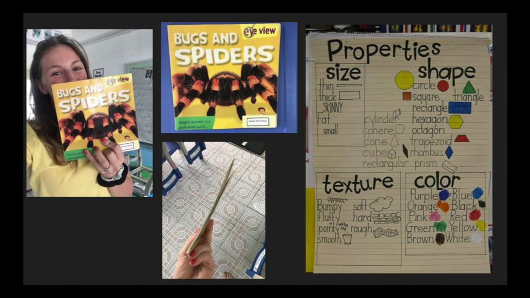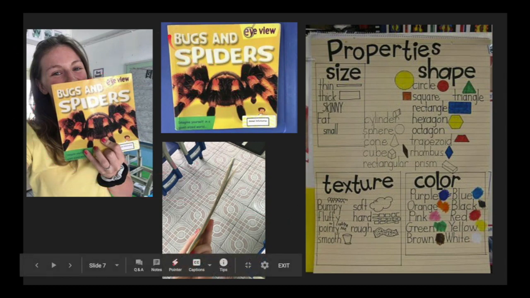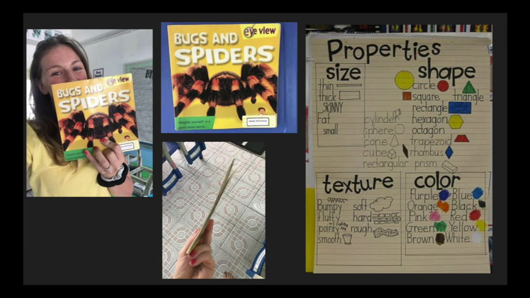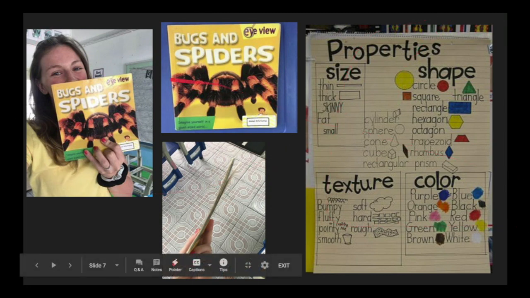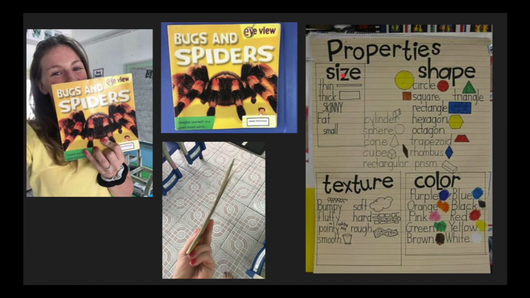So when I looked around my classroom for pieces of matter, I found this book. So this book is called Bugs and Spiders. And right now I want to look at my chart and figure out what properties this book has, because this book is a piece of matter. It takes up space. So first, let's look at the size.